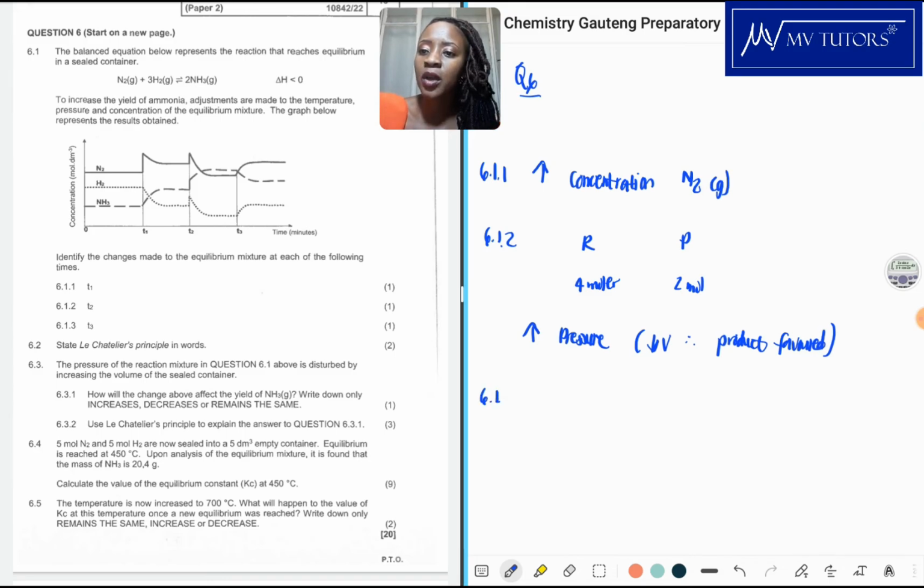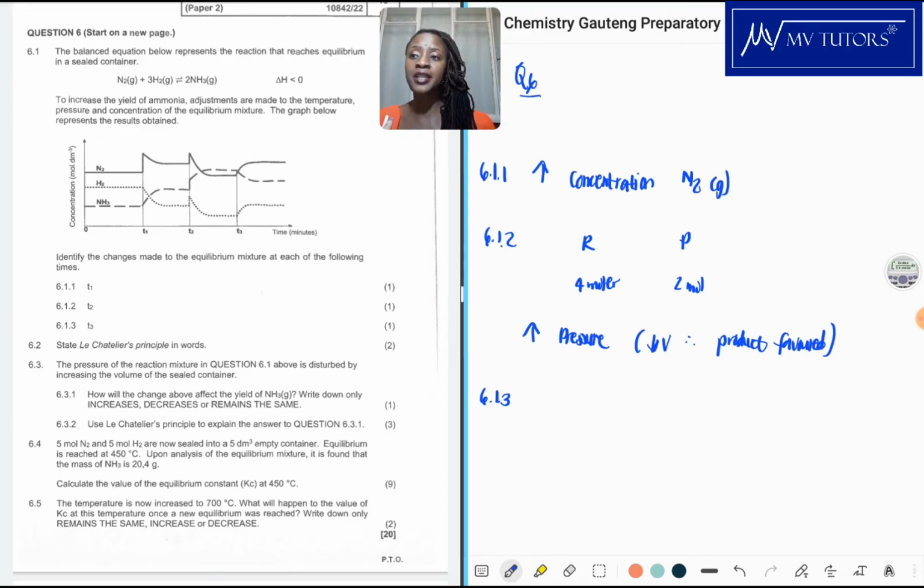Now 6.1.3, okay, we're left with 1. We've used up concentration, we've used up pressure. So we must be looking at temperature. But how do you know in general when there is an increase or decrease in temperature? Well, basically you know that because there is a gradual increase or a gradual decrease of concentration here, like over time. Okay, so it being gradual tells you, okay, fine, temperature is at play here. But what is actually happening? Was a temperature increase or was it decreased?